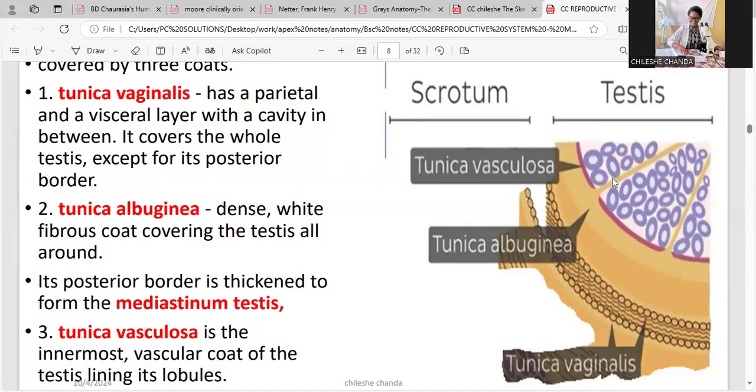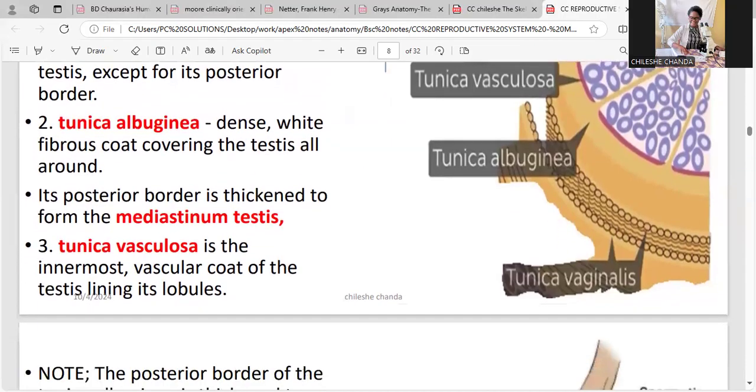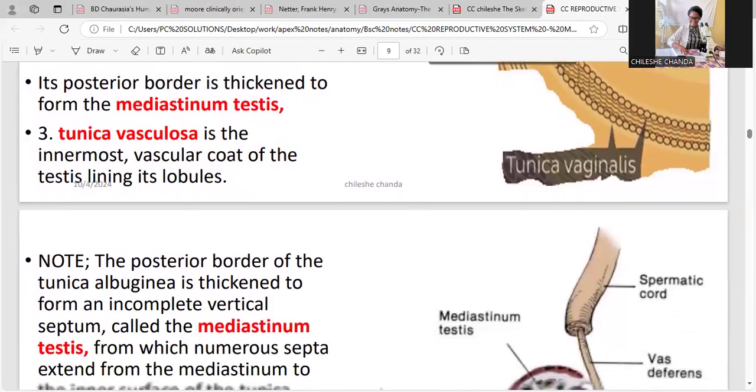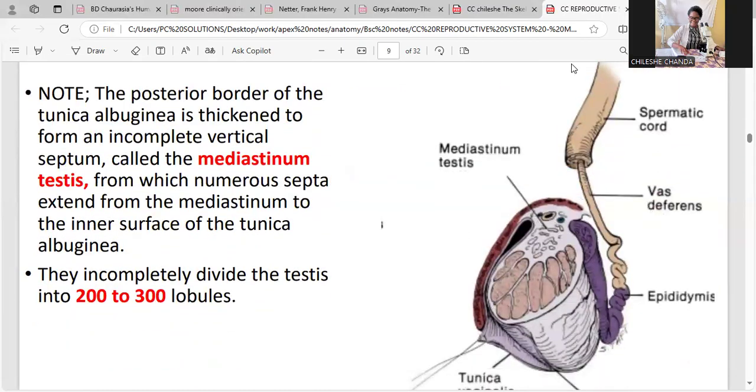And then we have this tiny layer which is also adherent to the testis, and this tiny layer is known as the tunica vasculosa, and this one is the innermost layer. It is a vascular coat, meaning that is where we have the blood vessels running, the blood vessels that are going to bring blood to the testis. That is where you're going to find them. So those are the three layers of coverings of the testis.